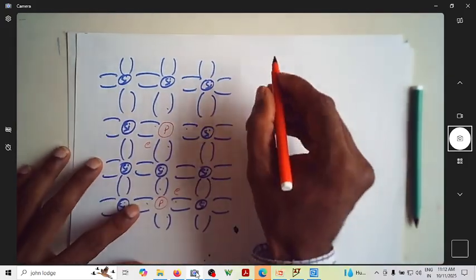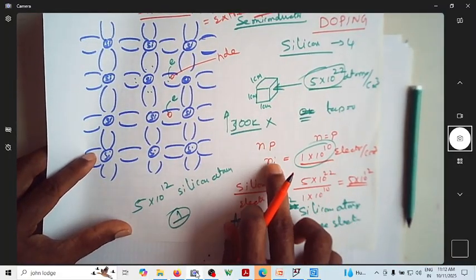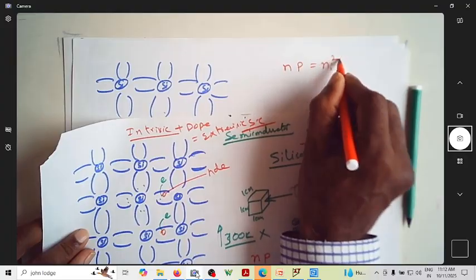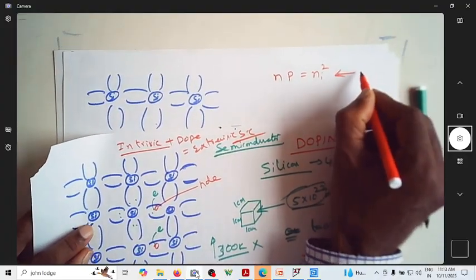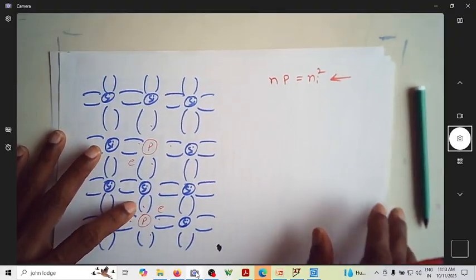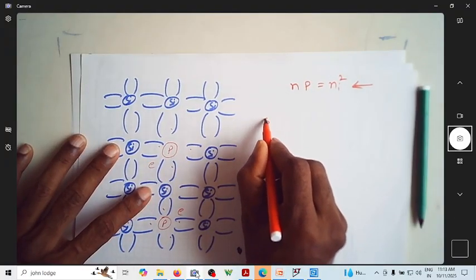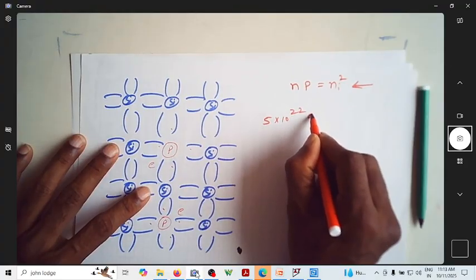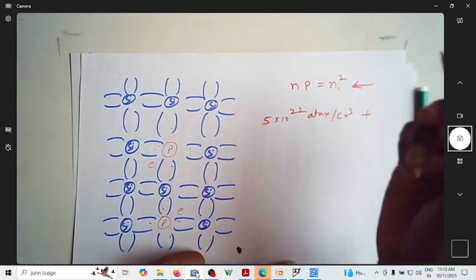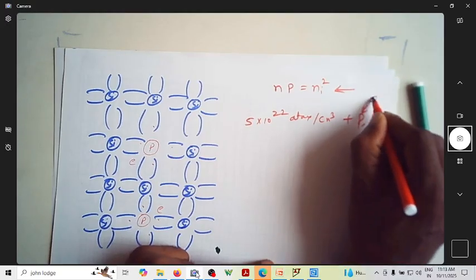In the earlier case we said n and p are the same and equal to ni. So we can write n times p equals ni squared. This equation is valid whether you consider a pure or extrinsic semiconductor. We know that we had 5 into 10 power 22 atoms of silicon per cubic centimeter. So I can add phosphorus or boron. If you add phosphorus, one electron is free.